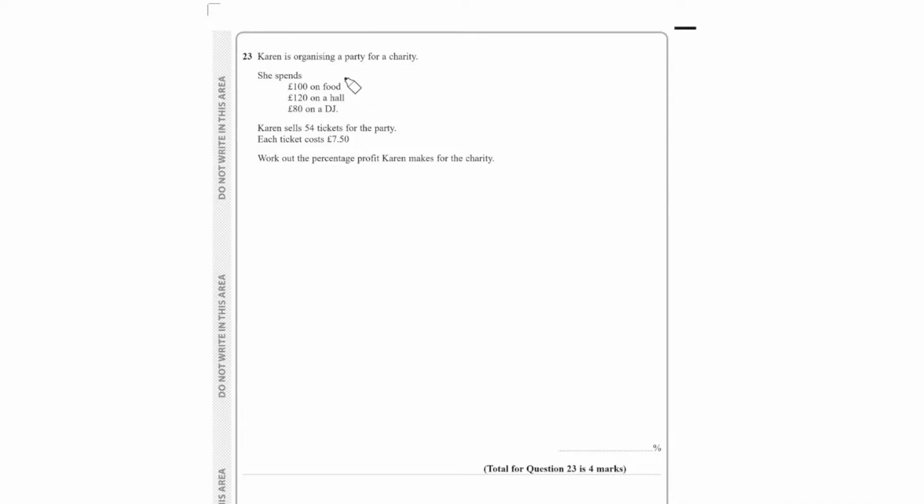Question 23. Karen is organising a party for a charity. She spends £100 on food, £120 on a hall, and £80 on a DJ. Karen sells 54 tickets for the party. Each ticket costs £7.50. Work out the percentage profit Karen makes for the party, for the charity.